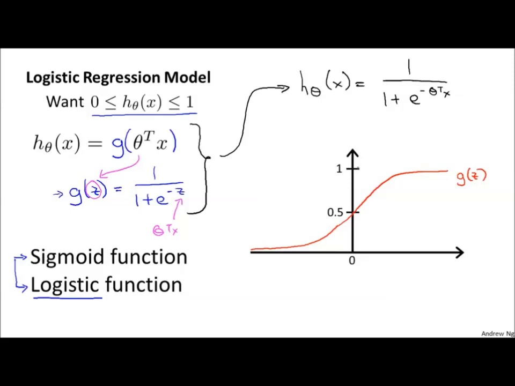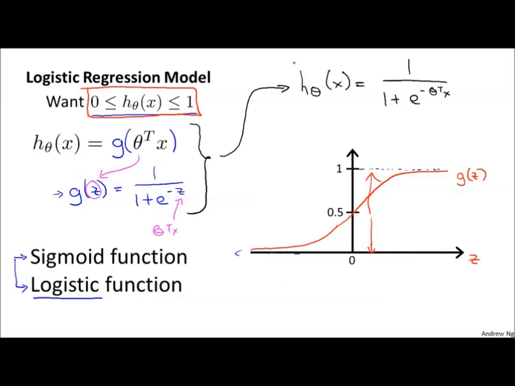And you notice that the sigmoid function asymptotes at 1, and it asymptotes at 0 as z, the horizontal axis, goes to the extremes. As z goes to minus infinity, g of z approaches 0. And as z goes to infinity, g of z approaches 1. And so because g of z outputs values that are between 0 and 1, we also have that h of x must be between 0 and 1.